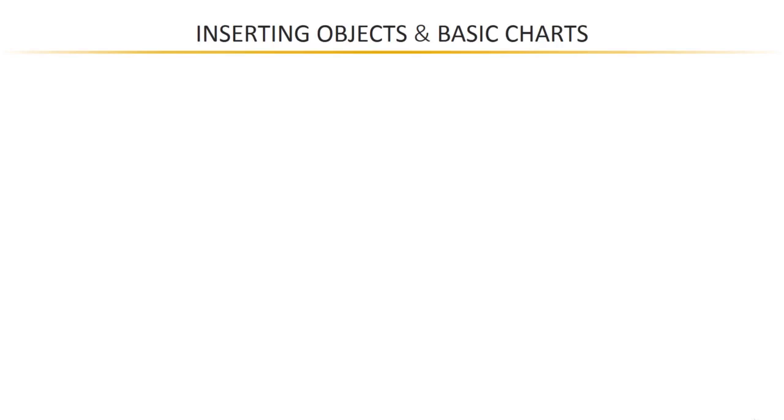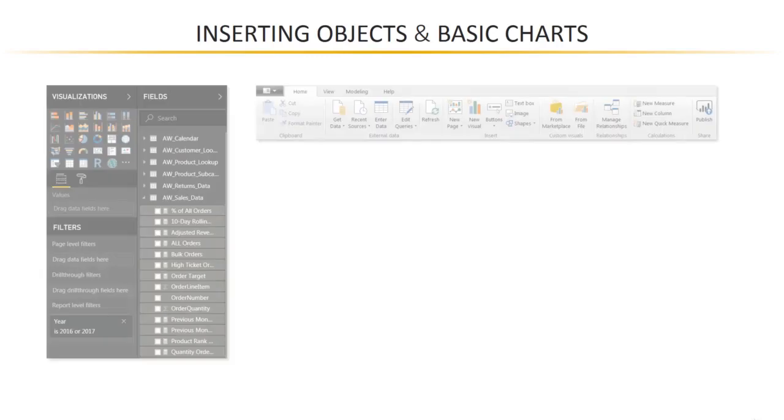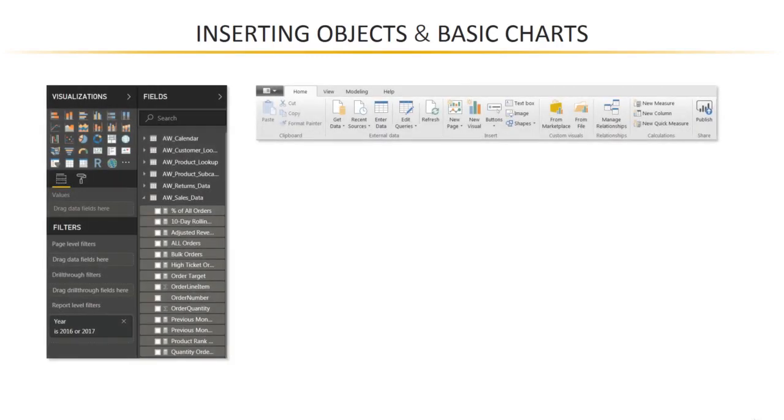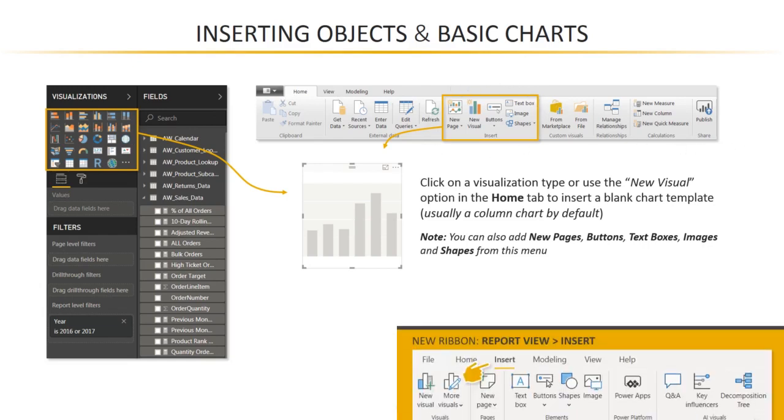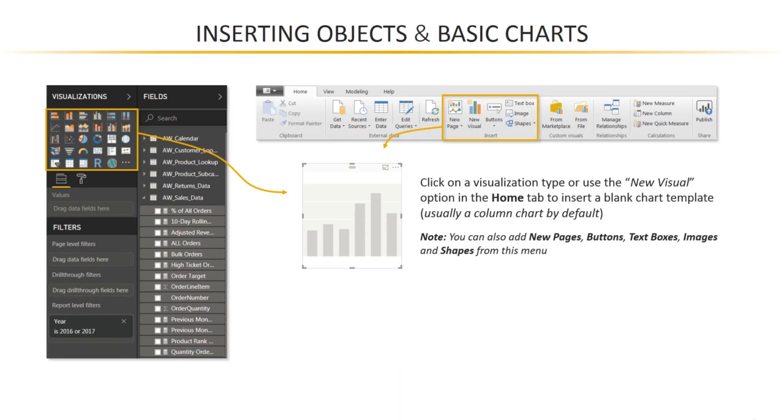All right, so let's kick things off pretty simple with inserting objects in basic charts. Now, there are at least two ways to do this in Power BI. One way is to either click on the visual icon itself from the visualizations pane, or head to the Home tab. You'll see this Insert grouping of tools, and from there you can add new visuals, as well as text boxes, images, shapes, and buttons.